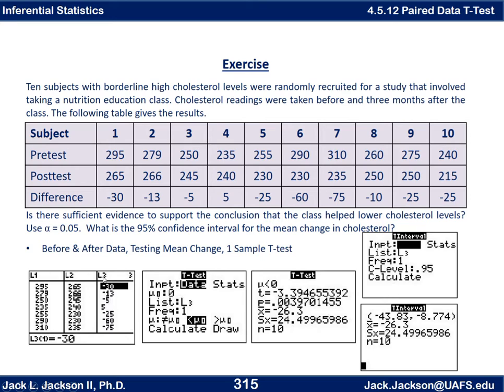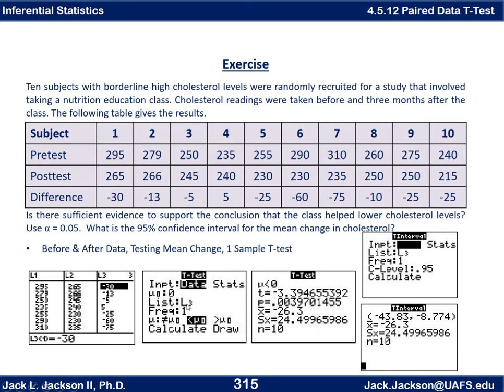Then put your cursor on L3 and type in L2 minus L1 and enter. It will compute the differences. Remember, the data that we want to work with now is the differences, which is in L3. So now go back to home by doing quit, then do a t-test, and this one is done from data. Mu naught is that there was no change. It was completely ineffective. There would basically be no change, so that's 0.